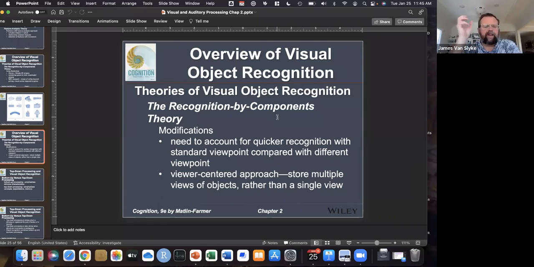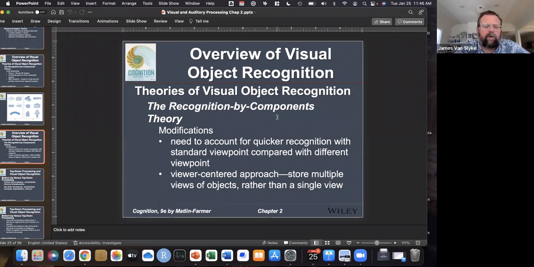So the geon theory runs into problems in terms of how do you recognize what something is when you're not looking at it from a more standard perspective. Now, we're actually pretty good at recognizing something from a weird perspective, but it does take us a little bit longer. One of the things that seems to be at work in those kinds of areas is actually mentally rotating something. So when we don't know exactly what something is, we actually have to mentally rotate it in our minds to figure out what it is.